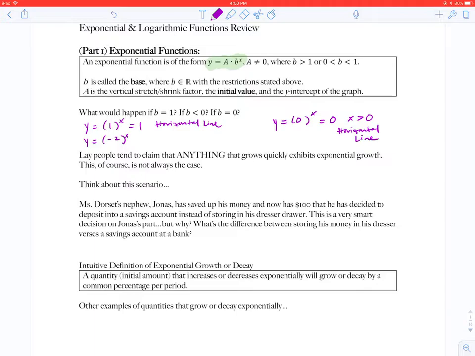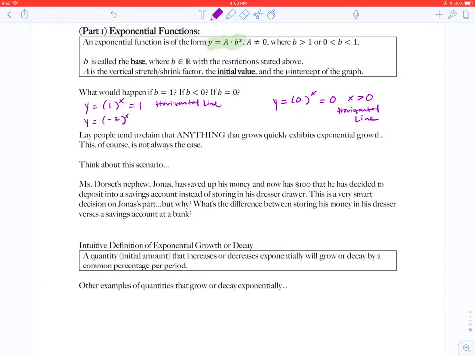If something is decreasing or decaying. So if we think about this scenario that I've given you guys about my nephew Jonas, who has saved up, he's 3, and let's think he's saved up his money and now has $100 that he's decided to deposit into a savings account instead of storing in his dresser drawer. And this is a really smart decision on 3-year-old Jonas's part. But why? What's the difference between storing his money in his dresser versus a savings account at a bank?